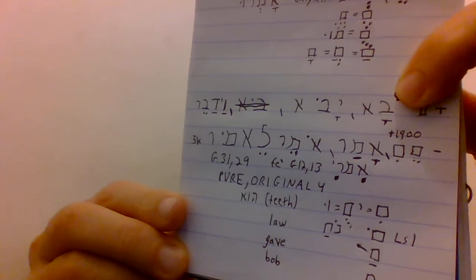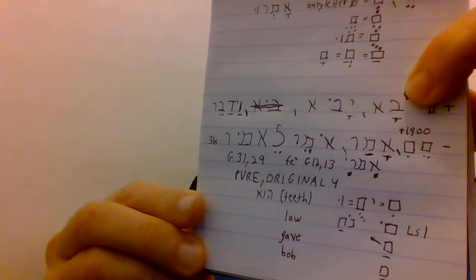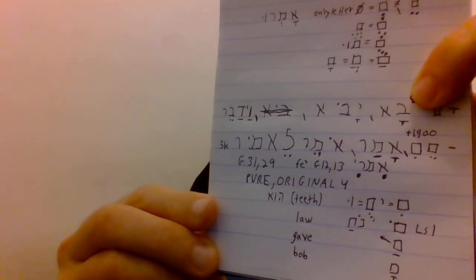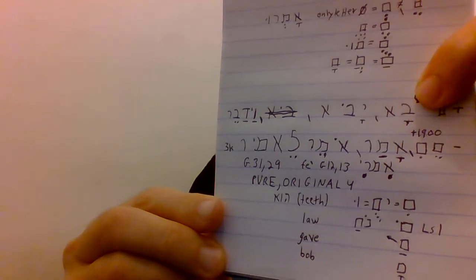And the pronunciation of this word, like the modern Hebrew pronunciation, is ba, and in the future form, yavo. And this word is used hundreds of times in the Bible.